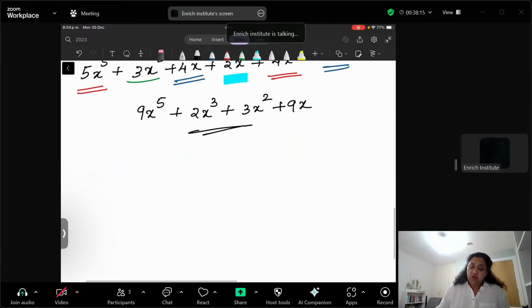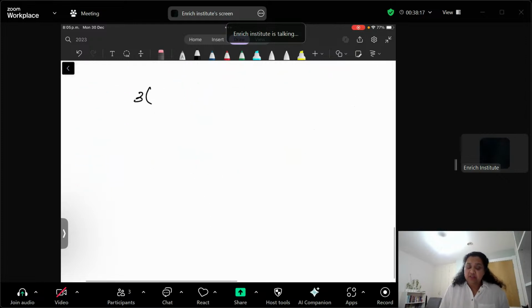The second thing you have to learn is if you have an expression like 3 into x plus 5, you can multiply it like this: 3 times x plus 3 times 5. I know some of these are very basic, but it is very important to build up our knowledge based on algebra. So that's why I'm just taking a couple of minutes to explain this. So this will be 3x plus 15.